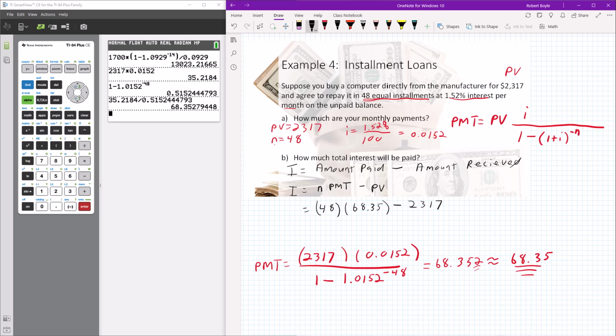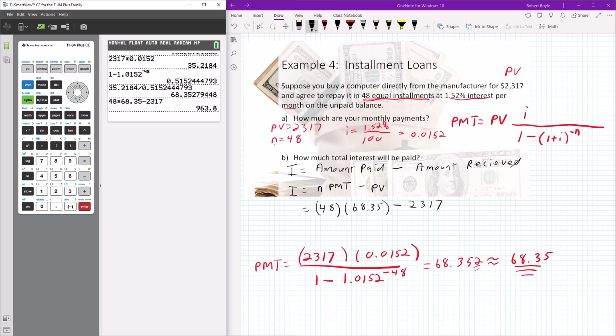And we can compute that easily in our calculator. That is 48 times 68.35. Oh, I think I hit the wrong button there. There we go. 68.35 minus 2317. And that tells us that the interest that we paid is $963.80. That's how much we had to pay for the privilege of borrowing $2,317.